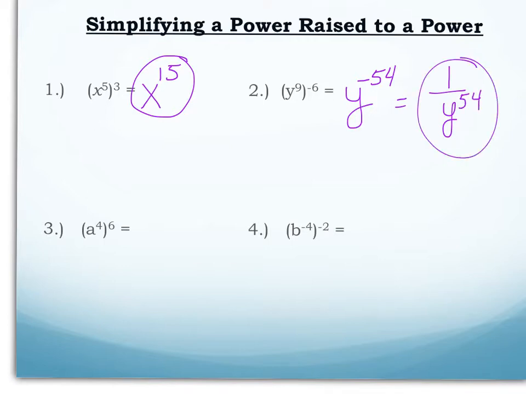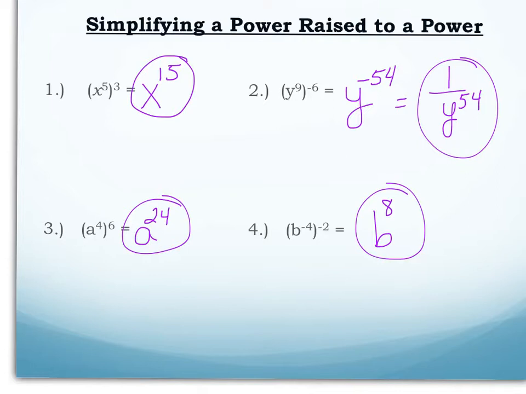So rewrite it as 1 over y to the 54th. Number 3, 4 times 6 is 24. So we get a to the 24th. And finally, number 4, negative 4 times negative 2 is 8. So we have b to the 8th.